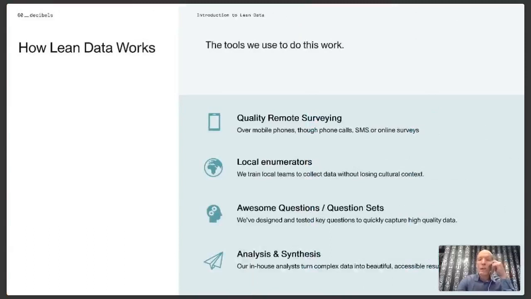So in detail, what does that mean is, and I mentioned some of these things, quality remote surveying, we've got enumerators all over the world, as I said, awesome questions and question sets, and finally analysis and synthesis, and I'll talk through some of these things in more detail.